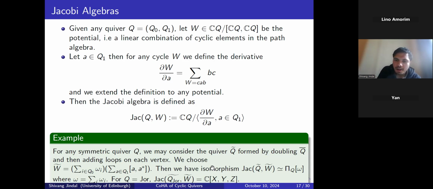In general, for any quiver, if we do this construction and consider the Jacobi algebra, then it's exactly the preprojective algebra with a variable omega. In particular, representations of the Jacobi algebra of the tripled quiver with tripled potential are exactly representations of the preprojective algebra with an endomorphism. Okay, so let me give another example.